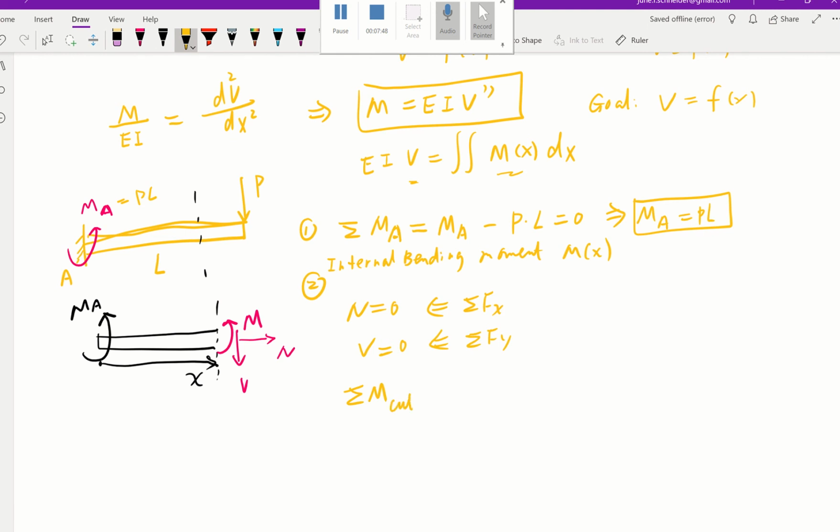If we do moment where we cut like we normally do, then we have this first one, MA, that's counterclockwise. Then we're going to plus this M right here. That's what we are solving, right? That's internal bending moment M. So I'm actually going to put M(x) here because that's a function of X. That's counterclockwise, so that's M(x). Then N and V go through that cut, so they will not show up in the equation.